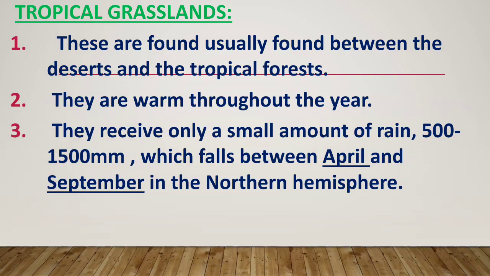Okay, now I'm telling you about the tropical grasslands. These are found usually between the deserts and the tropical forest. They are warm throughout the year. They receive only a small amount of rain, 500 to 1500 millimeters, which falls between April and September in the northern hemisphere. If we remember that we have two hemispheres, northern and southern, it means that tropical grasslands are located in the northern hemisphere.